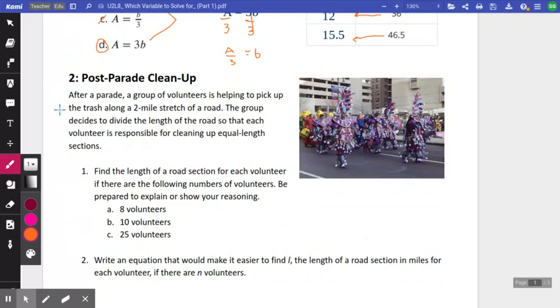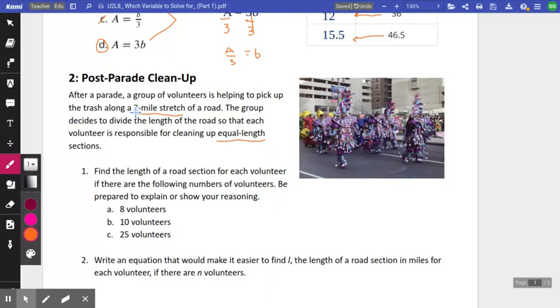In this activity, it says, after a parade, a group of volunteers is helping to pick up the trash along a 2-mile stretch of a road. The group decides to divide the length of the road so that each volunteer is responsible for cleaning up equal length sections. So just pausing there, what is going on in this problem? Well, there is a 2-mile stretch of road that needs to be cleaned up. And they're saying there's this group of volunteers cleaning it up, and they're trying to figure out how much each volunteer has to clean if everyone is going to be cleaning up an equal length section of that road.